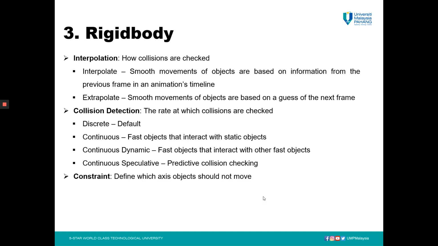Here you can go through. Interpolation is how the collisions are checked. Collision detection is the rate at which collisions are checked. And the constraint parameter is to define which axis the object should not move.